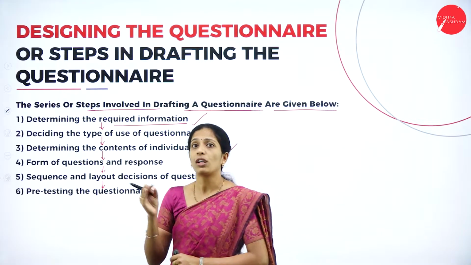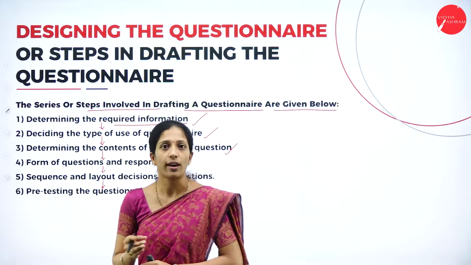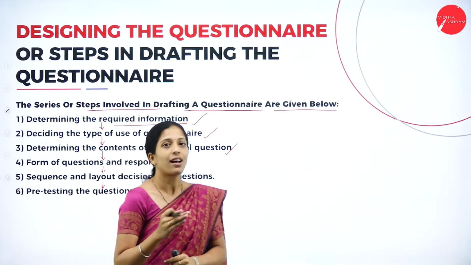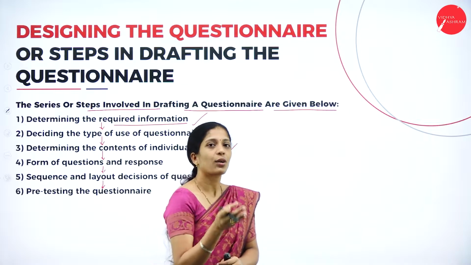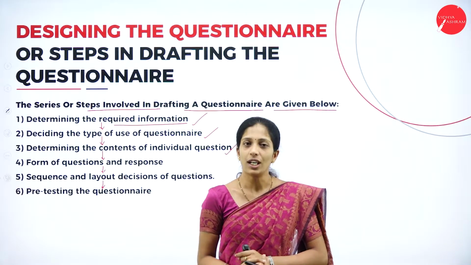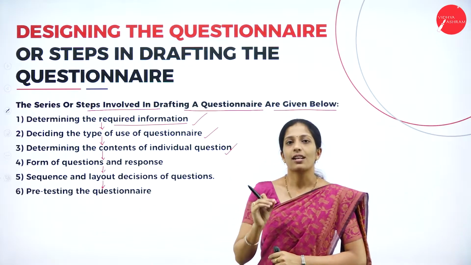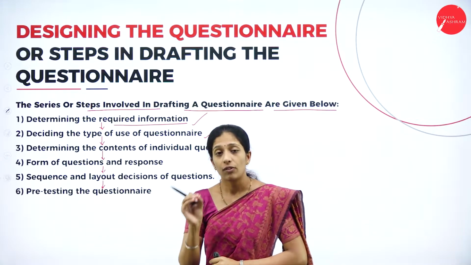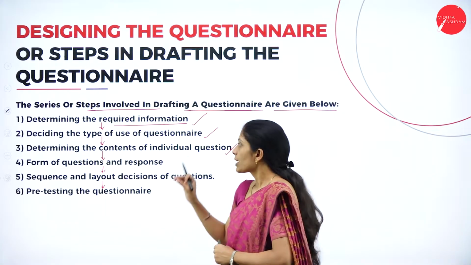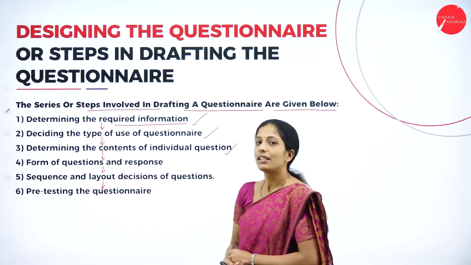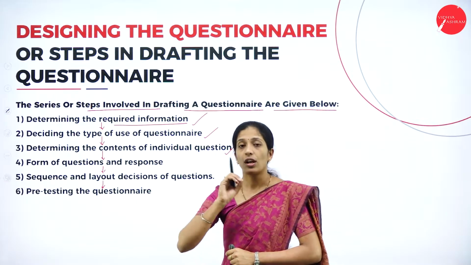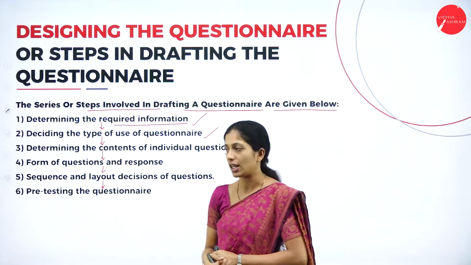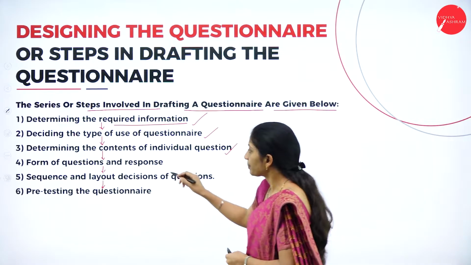So if you give more questions in the questionnaire, what happens? If it is 30 to 40 questions, the respondents will not answer those questions. By seeing the questionnaire itself, he will refuse to answer. So the researcher has to keep in mind and prepare a questionnaire with a minimum number of questions. So the next step is determining the contents. What are the contents included in each and every question? He has to decide that.